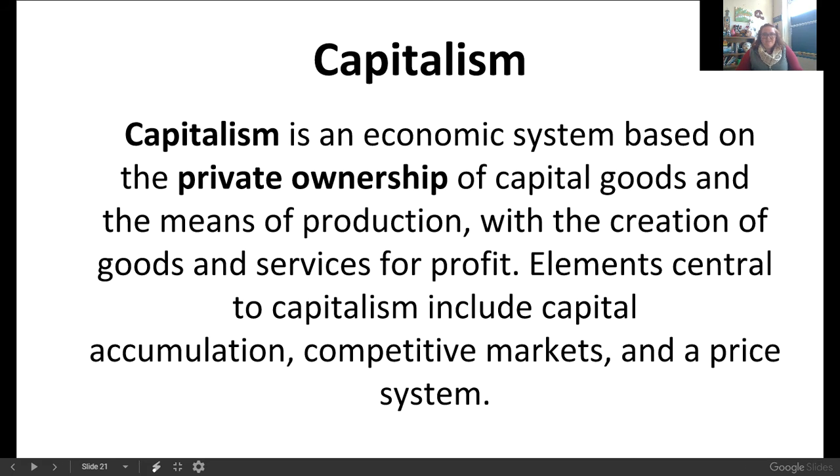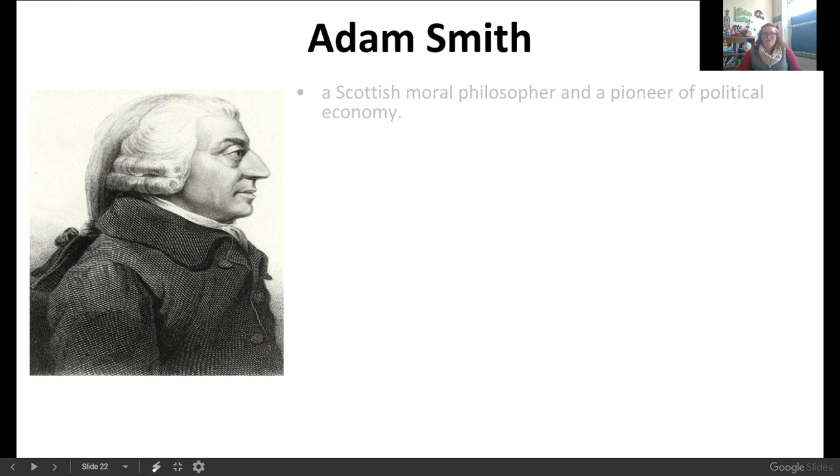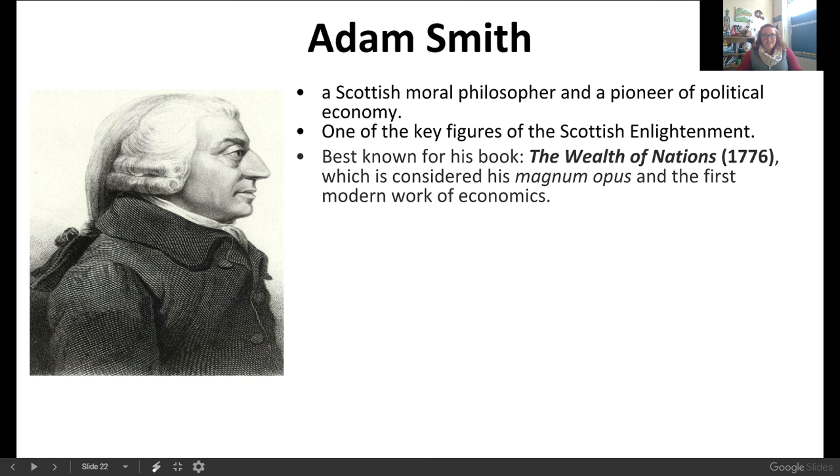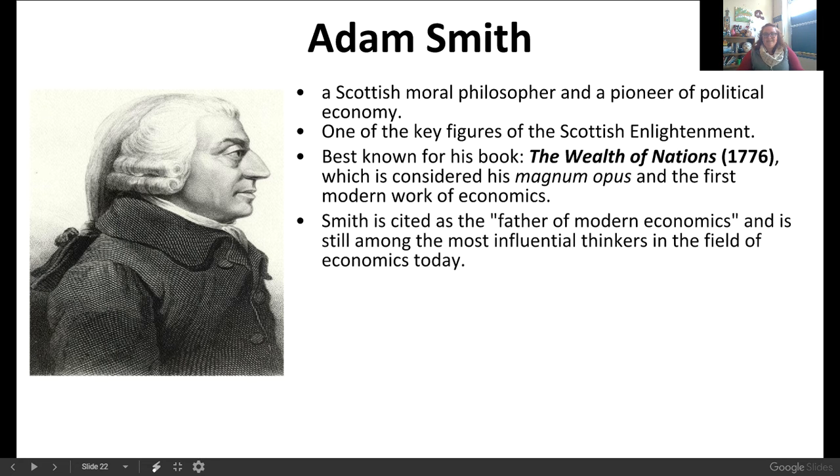So we know that capitalism is an economic system that's based on private ownership of capital goods and the means of production, right? So who came up with this idea? So it was Adam Smith. Adam Smith was a Scottish moral philosopher and a pioneer of political economic theory, one of the key figures in the Scottish Enlightenment, and he's best known for The Wealth of Nations, which is considered his magnum opus, so his greatest production. And it was his first modern work of economics.